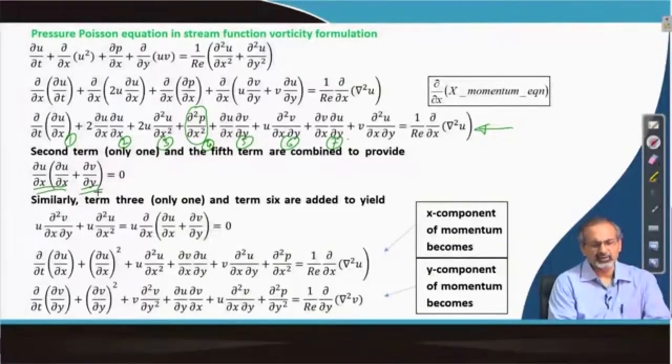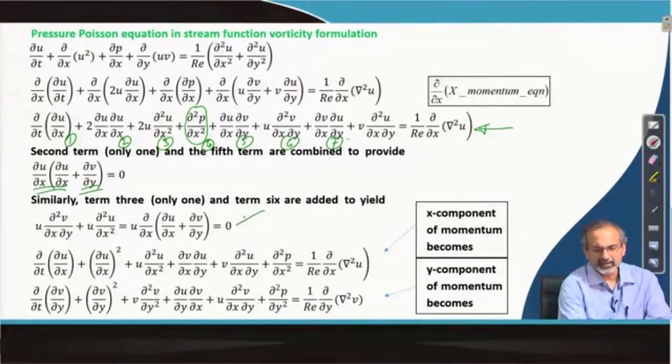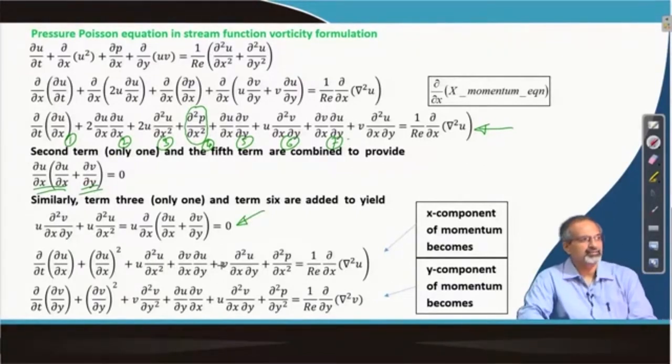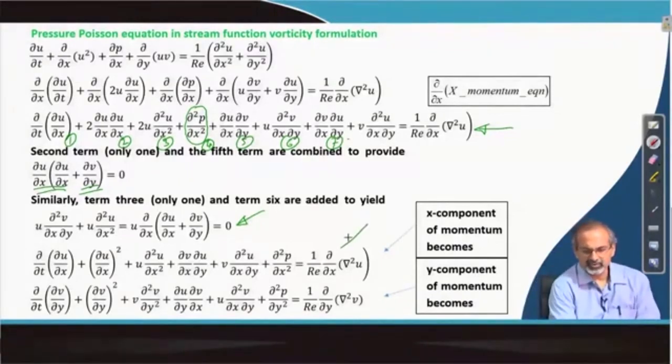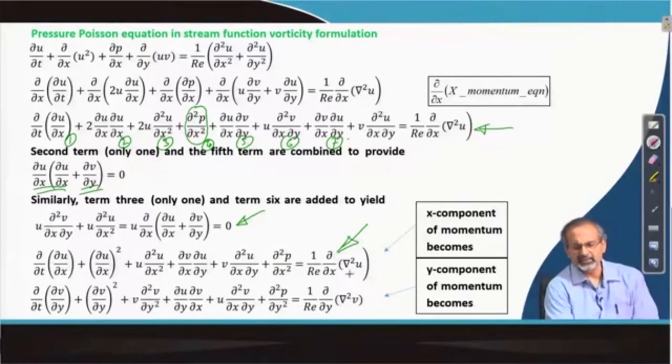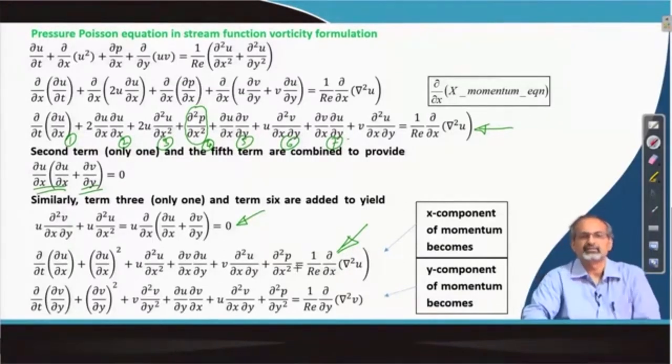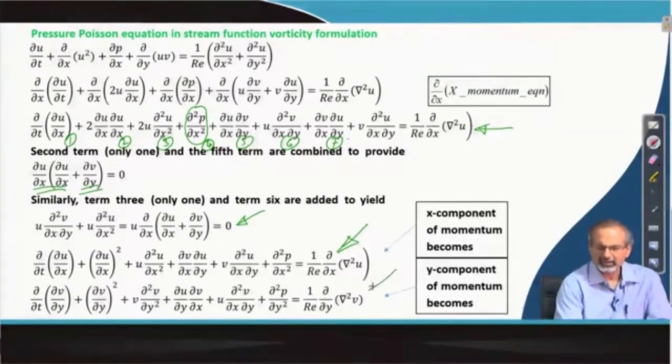Likewise, one of the terms in term 3 and term 6 can be added together and again sent to 0, again by the continuity constraint. So, that way the equation simplifies. You will get this form from the x component of momentum. Again, if you follow similar steps by first taking a y derivative of the y momentum equation and finding such terms which can collectively go to 0 using the continuity constraint and so on, you can finally reduce the y momentum equation with y derivative applied on it to this form.